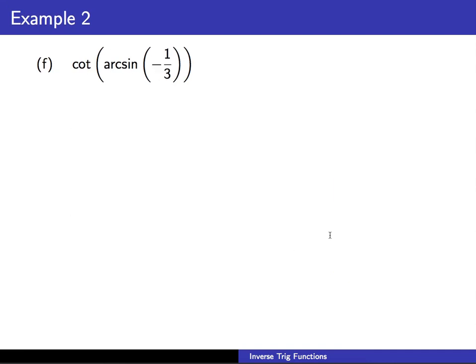Part F, the cotangent of the arcsine of -1/3. So arcsine -1/3 means our angle is going to be in the fourth quadrant. Good news is, and I'll explain this when we're done, if you don't put it in the fourth quadrant, it's okay if you put it in the first for your sketch. However, your answers might be negative, so just be aware of that. So I'll explain that more at the end of this problem. So we have the angle theta for arcsine -1/3.